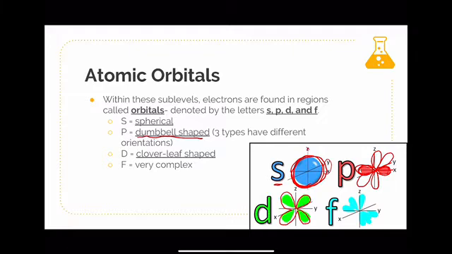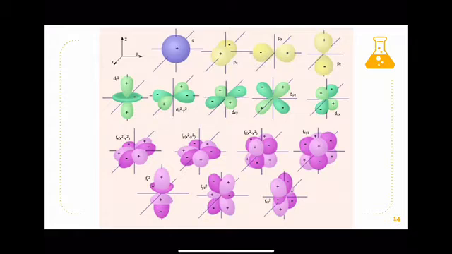Okay, so these are important. You will see these on a test. You will have to know S, P, D, and F. You will have to know spherical, dumbbell, clover, and complex. So that's important: S, P, D, and F. Remember them in that order because we're going to add on to that information in just a minute.